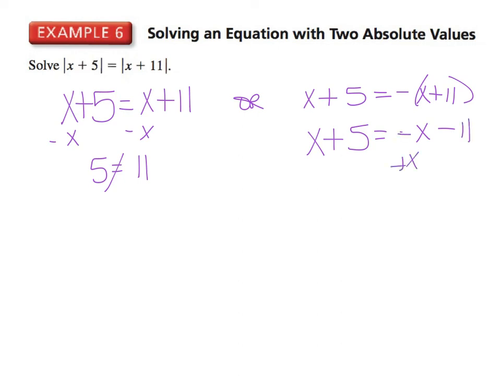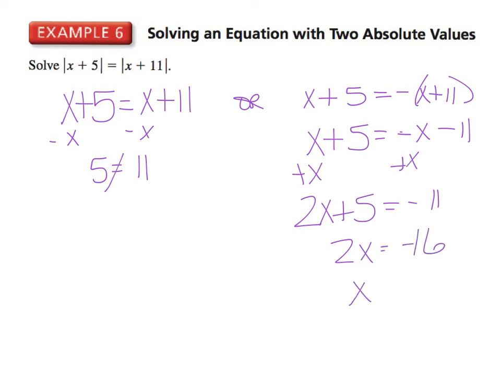If I add x, 2x plus 5 equals negative 11. If I subtract 5, that gives me negative 16. x equals negative 8. Now plug it in. Negative 8 plus 5 is negative 3. The absolute value of that is positive 3. Negative 8 plus 11 is 3. The absolute value of that is 3. That works. x equals negative 8 is your only answer.